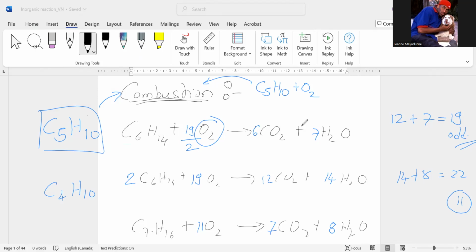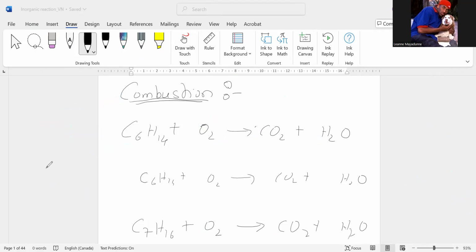C5H10 plus 10O2 becomes 5CO2 plus 5H2O. So how much is that? 5CO2 plus 5H2O. Yeah, that's correct. But what about the oxygen? Oh, there's 10O2.